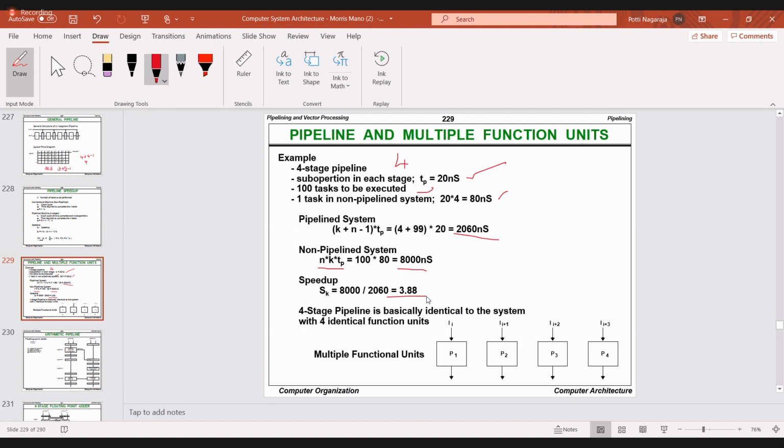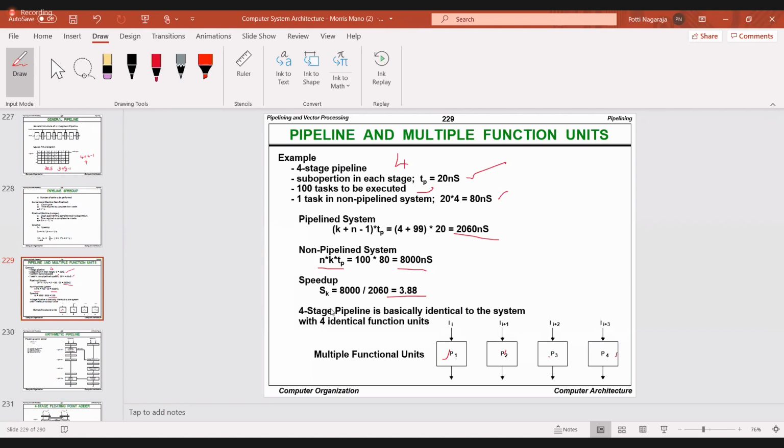So 3.88 means we have a 4-stage pipeline, and the pipeline is basically identical to a system with 4 identical function units: P1, P2, P3, P4. All of these are multiple functional units with the same basic structure. Are you all understanding this example? In the exam I will ask what the speed up is, and you have to write non-pipeline to pipeline.